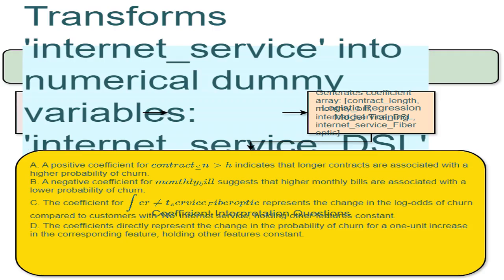Internet_service_DSL is one if DSL, 0 otherwise, and Internet_service_fiber optic is one if fiber optic, 0 otherwise. Customers with no internet service will have both of these new features set to 0. This is how I convert categorical data into numerical data my model can understand.